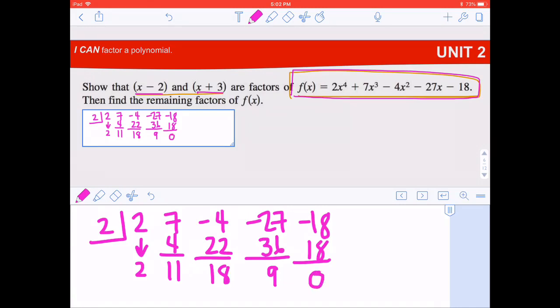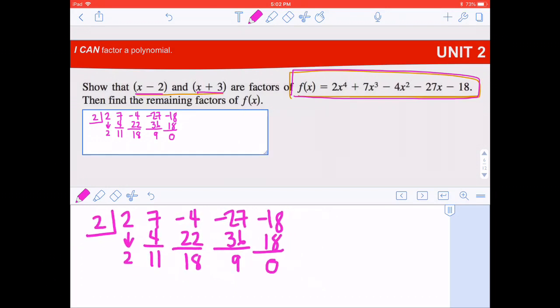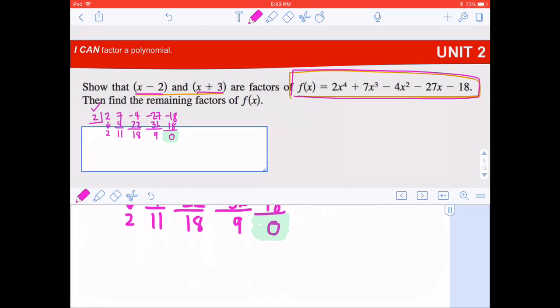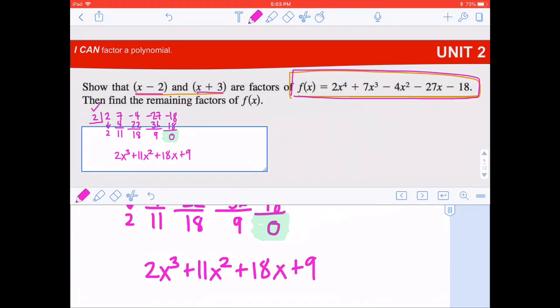So this is another sort of theorem that we know to be true, is if our remainder turns out to be 0, like it did here, then this checks out as a factor of our polynomial. So what we have left here, which is 2x cubed plus 11x squared plus 18x plus 9, is another factor. And we just divided by x minus 2.